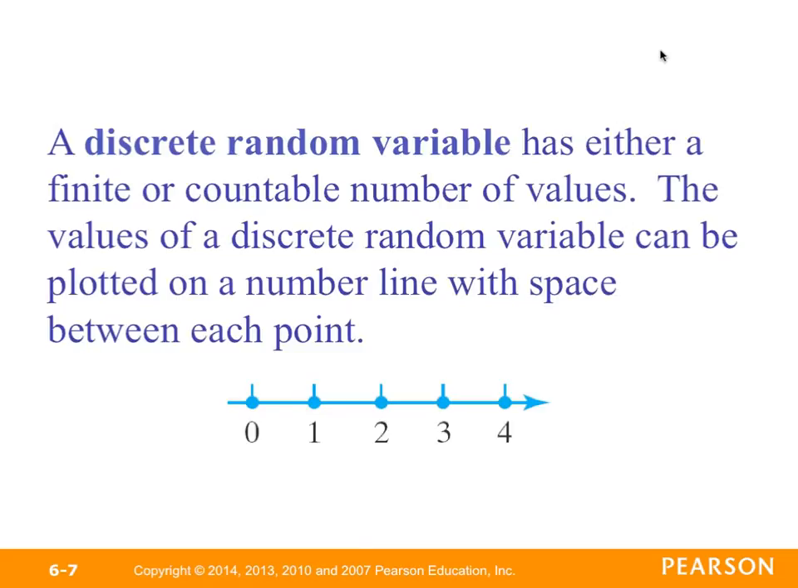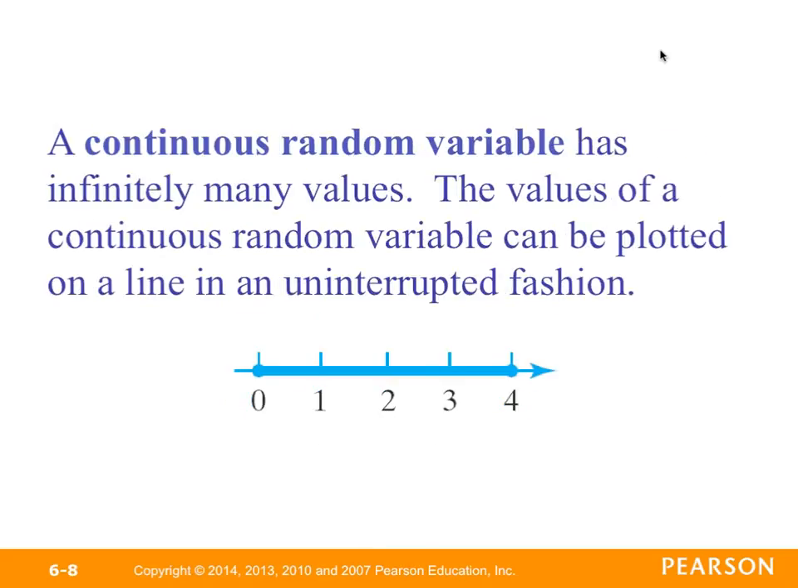So let's talk about discrete random variables first. Discrete random variables are countable, essentially. The values of a discrete random variable can be plotted on a number line with a space between each point. So they take on values of maybe 0, 1, 2, 3, 4, and so on. Continuous random variables are different. They have infinitely many values. So the values of a continuous random variable can be plotted on a line in an uninterrupted fashion. So you could have values like 1/2, 1/16, 1/100th, anything between 0 and 1. So it's not necessarily countable.